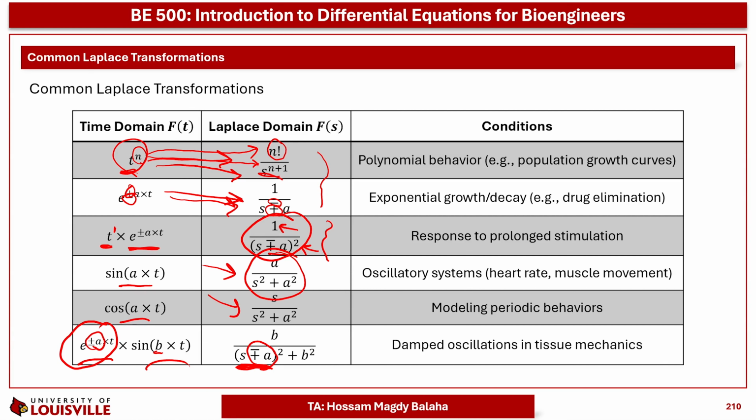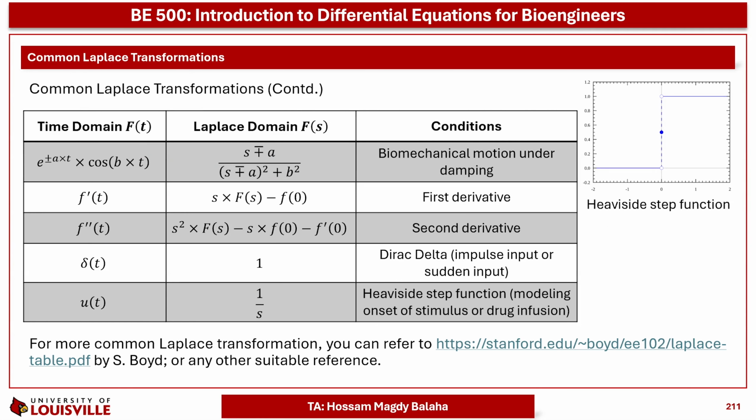You don't have to memorize all of them. You can bring the table and use it. Once you find a sine, you can substitute. Once you find a cosine, you can substitute. But I'm trying to make it easier for you to remember. These are also the second part of the common Laplace transforms, and there are many more.